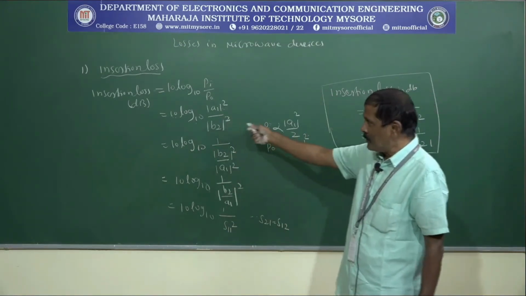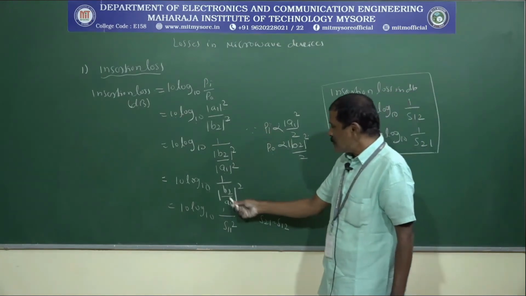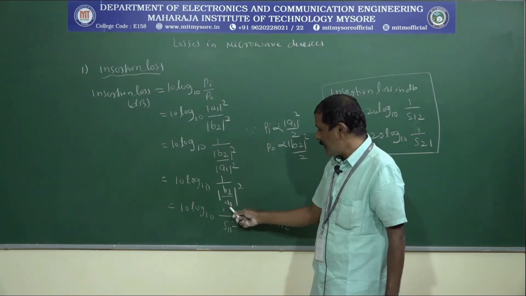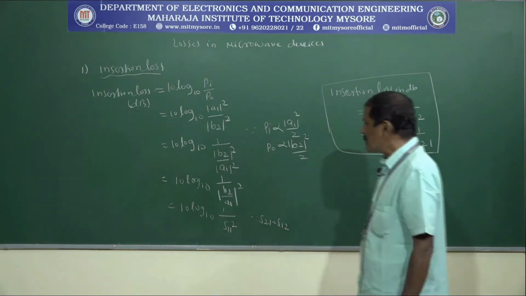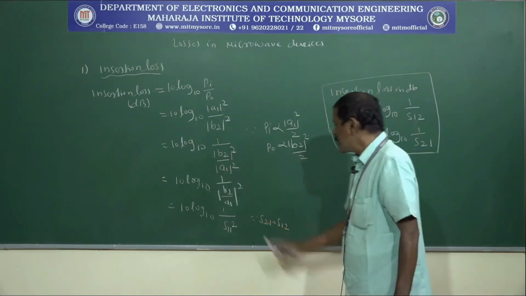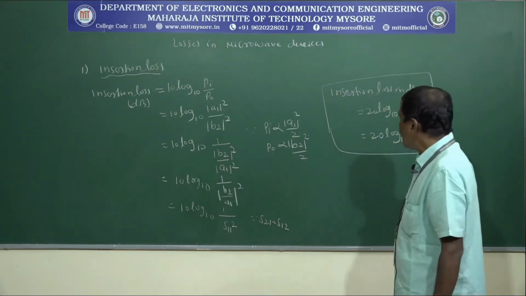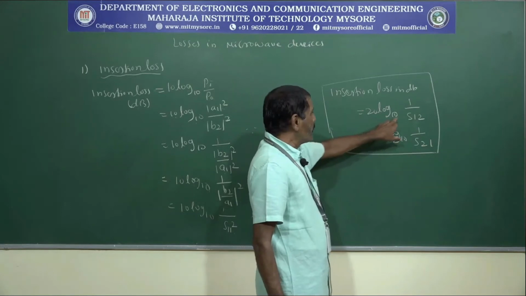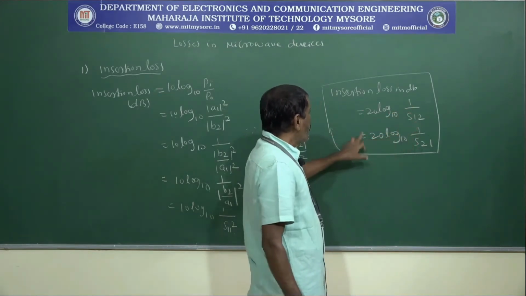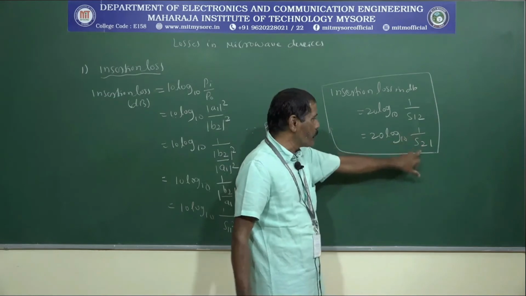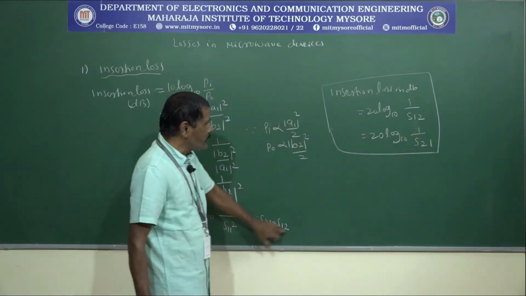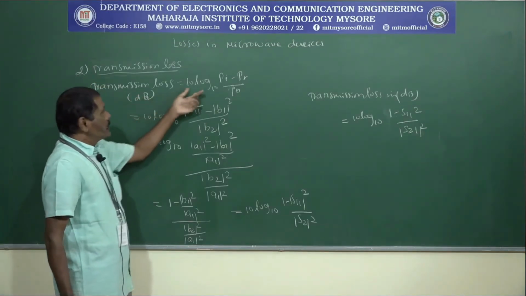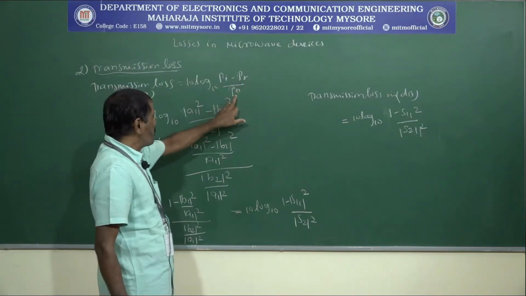And we know from the previous simplifications that B2 divided by A1 equals S21. So substitute B2 by A1 equal to S21, and then it becomes S21 square. Because S21 is equal to S12, therefore insertion loss in dB equals 20 log 10 of 1 by S12. You can also write it as 20 log 10 of 1 by S21, because S21 is equal to S12.